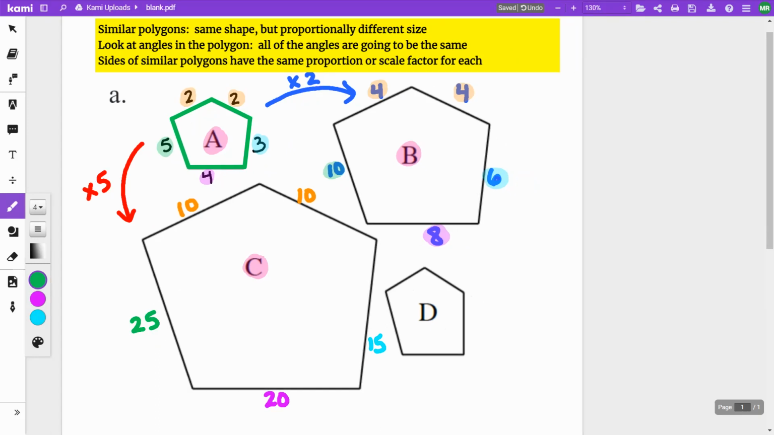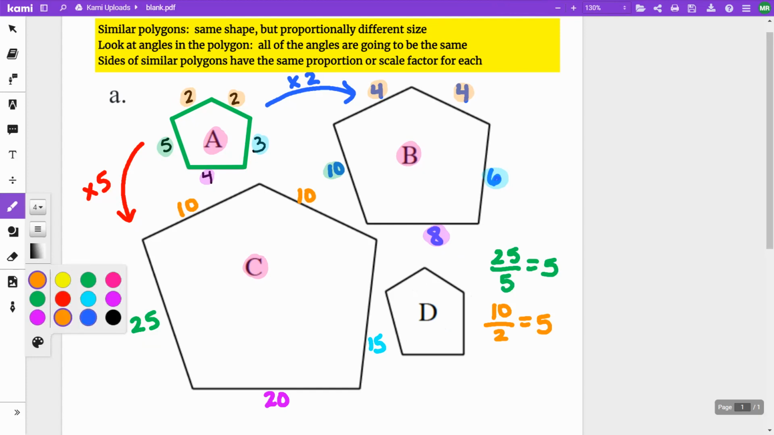So if I was to take, let's say my green, I just write it here, 25 over 5 is going to equal 5. Okay. If I was to take a 10 over 2, that equals 5. Everything in polygon C, if I put it over its corresponding one in polygon A, is going to tell me what my scale factor is.